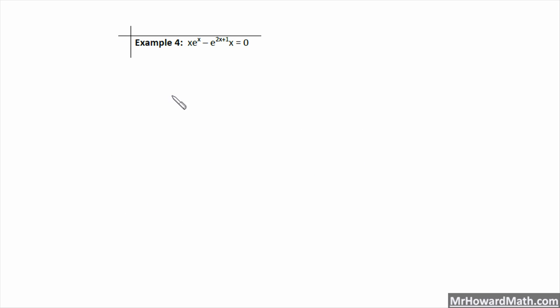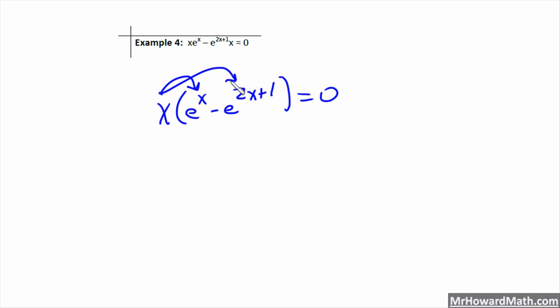Alright, example 4, a little more complicated this time. Often when we're solving, we need to look to see if we can factor along the way, especially when we see it set equal to 0. And that's what we're going to need to do here. If you notice, we can factor an x out of those two terms. So that's what we're going to do. So factor out the x, and you're left with e to the x power, we took out this x right here, and then minus e to the 2x plus 1 power equals 0. So we factored out that x. If you distribute the x back in, you'll end right back here where you started, so you know it's right.